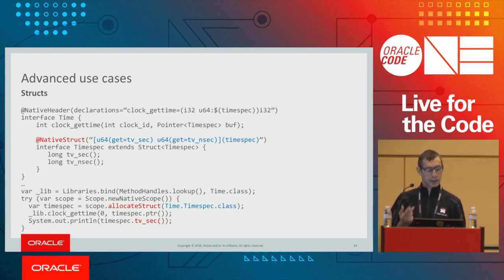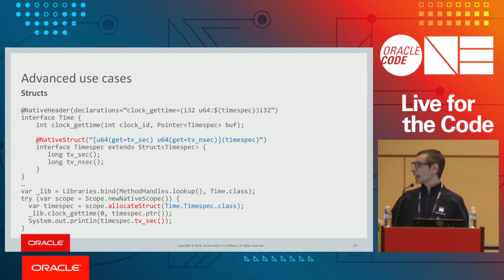So in this example, I'm using a function called clock_gettime. This function takes a pointer to a struct called timespec. And I can model this struct in Panama using an interface and putting an annotation on it. And again, the annotation will have to contain the native layout of the struct, containing every piece of information that the native compiler knows about it. For example, what is the padding? In this case, there are just two fields, 64 bits each. And the fields have to be aligned with the names of the members in the interface. Once I have a struct interface, I can allocate it using a scope, using the allocateStruct method and passing the class literal. So it's very easy.